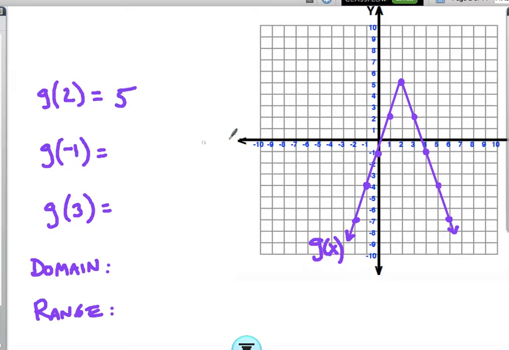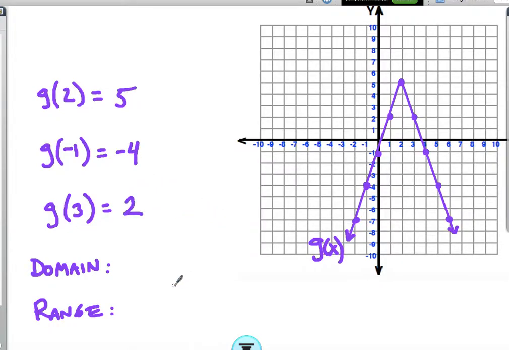Evaluating the G function at -1, go to -1 on the x-axis, and then look to see where it hits the graph. It hits the graph down here at -4. Evaluating the G function at 3 means go to 3 on the x-axis, and then look where does it hit the graph. It hits the graph right here, and that is a y value of 2.